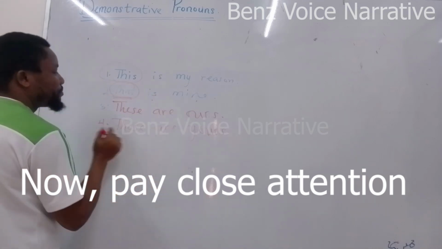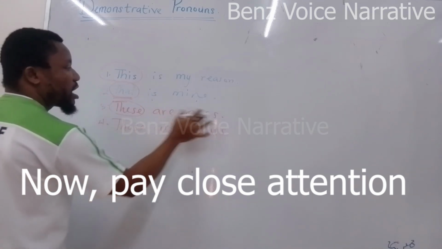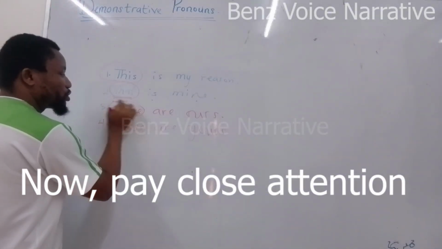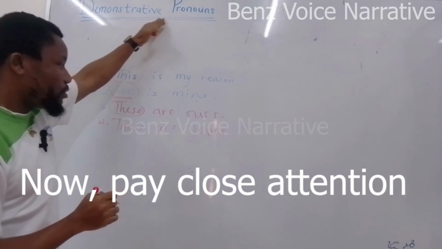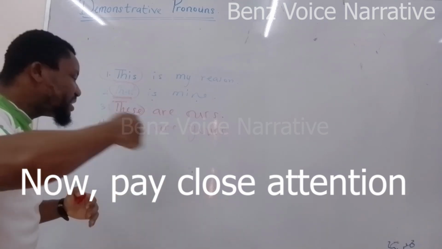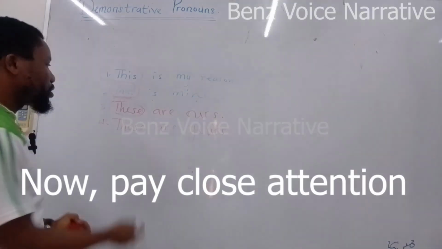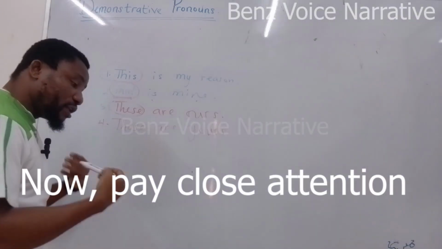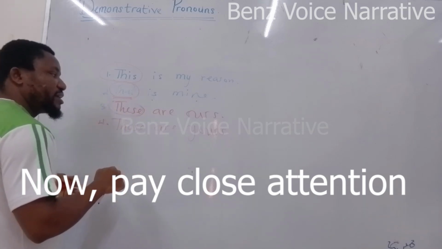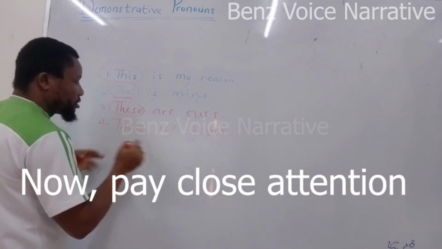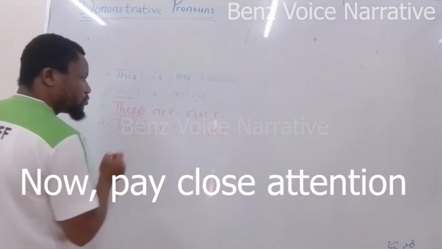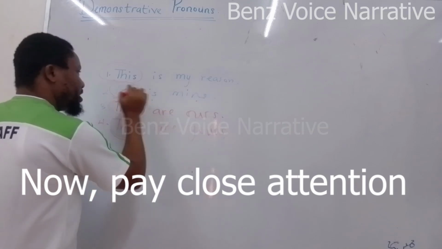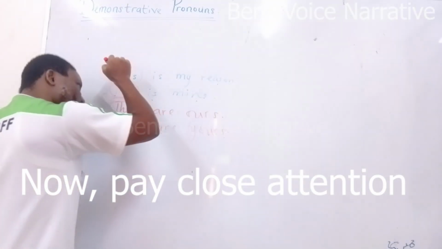That is mine. Now these are ours. These. Now this also is a plural demonstrative pronoun, replacing things used instead of nouns that are very close to it. So when you say these are ours, it could be that we have a lot of things in front of us that belong to us. So these things are ours. Those are yours. What are yours? Those. What are ours? These. What is mine? This. What is my reason? This.